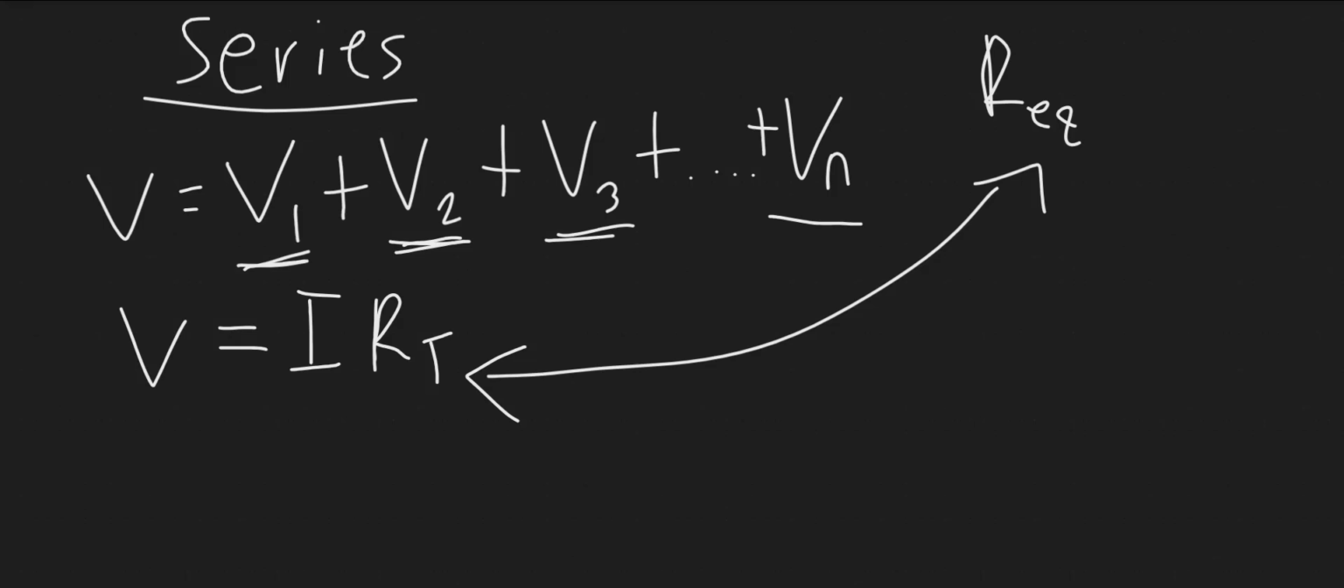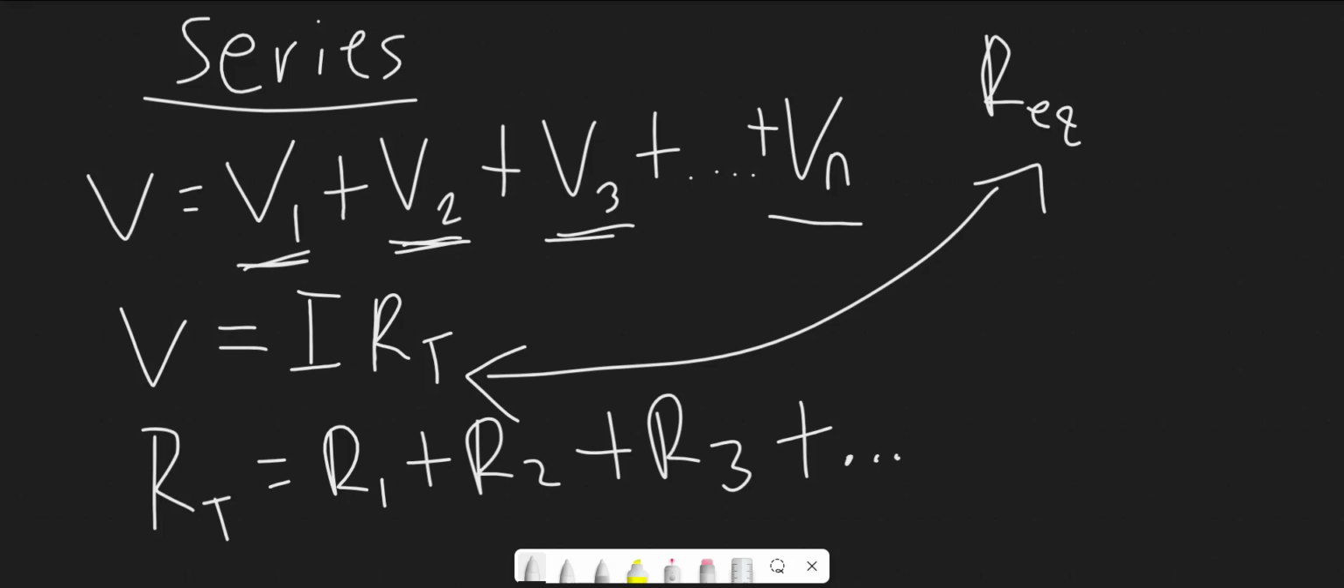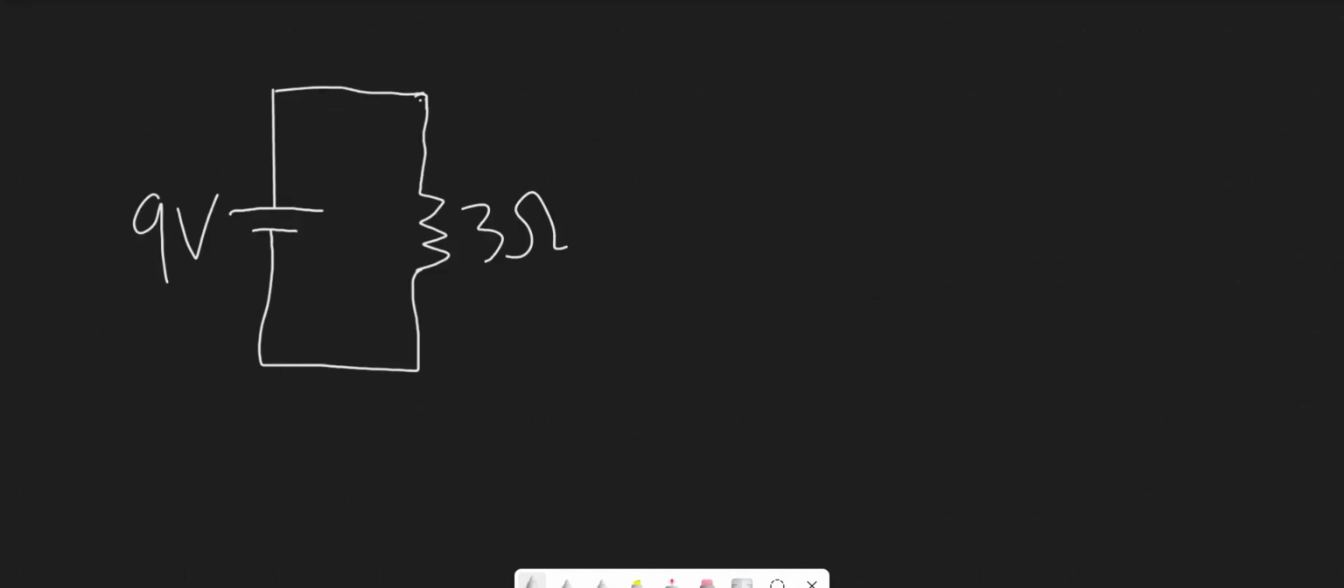In a series circuit, the total resistance is pretty straightforward. All you do is just add up all the resistances using this formula right here. Since the current flows through each resistor one after another, the resistance adds up to contribute to the overall resistance. Now, let's try out this problem.